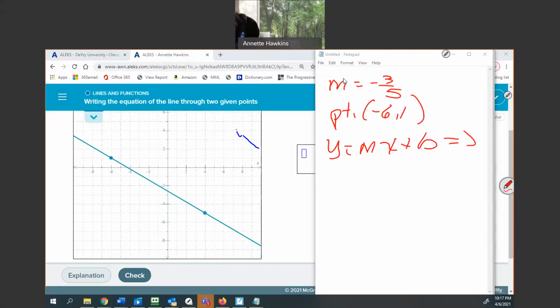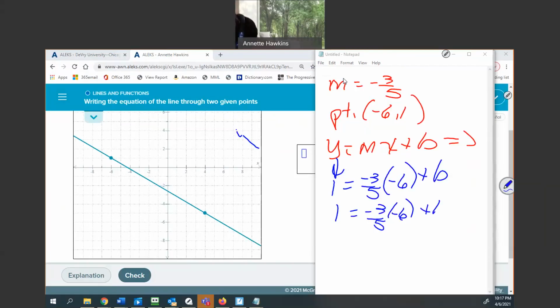Now, I don't have the y-intercept, which means I got an extra step in here. That's fine. All right, y, that comes from a point. So y is going to be 1. M, that's -3/5. X is -6. I do not have b. 1 equals -3/5 times -6 plus b. 1 equals 18/5 plus b. Now I need to solve for b, so I'm going to subtract 18/5 from both sides.